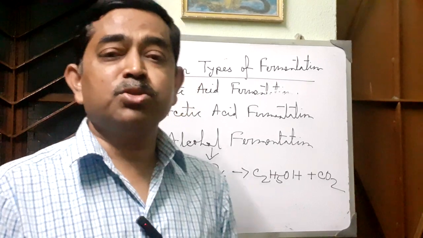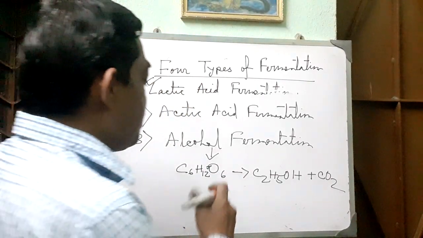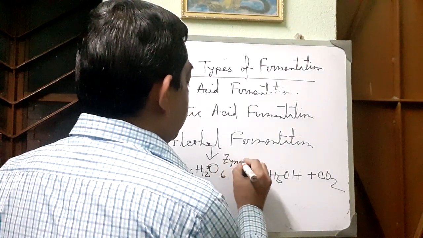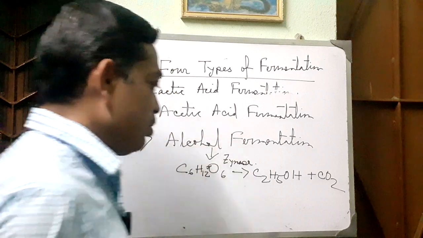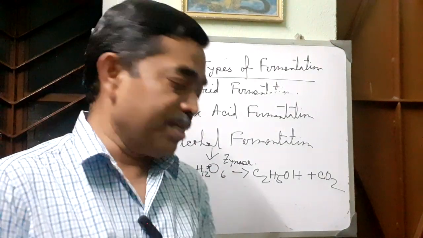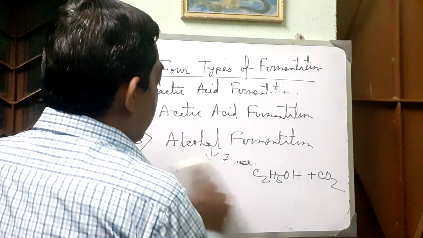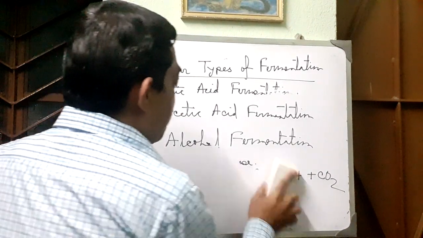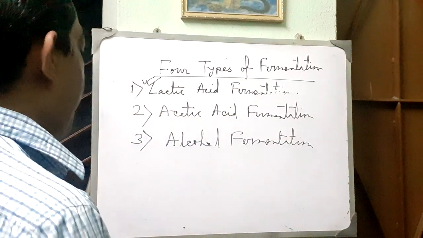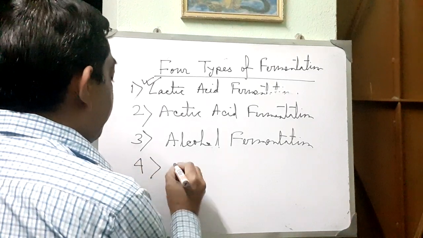So many yeasts are used, and here the enzyme is responsible for this. One of the enzymes responsible for this conversion is zymase, which is produced by the yeast Saccharomyces cerevisiae. So this is alcohol fermentation. You know the importance of alcohol fermentation. And now we come to the fourth fermentation, butyric acid fermentation.